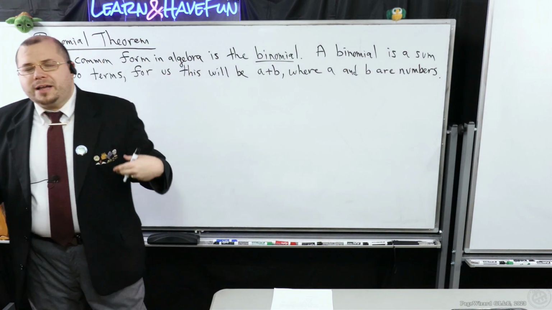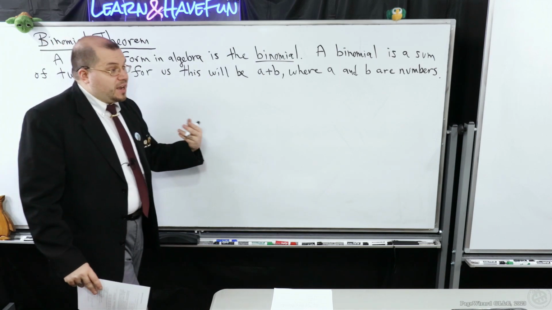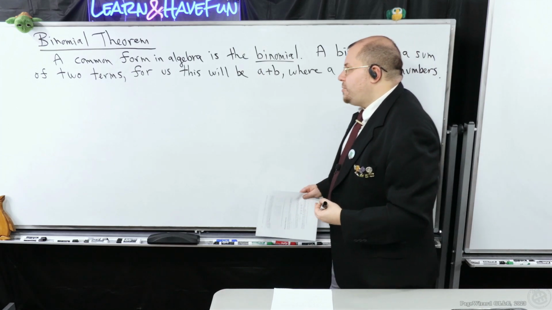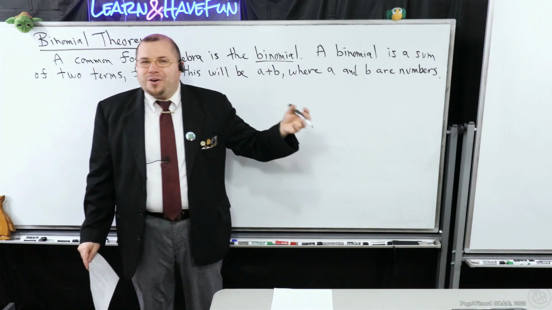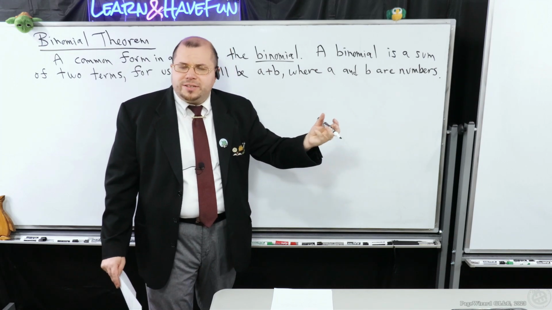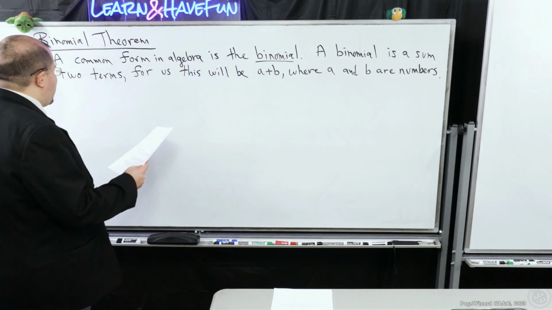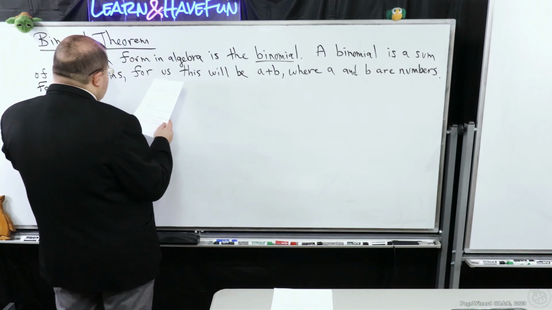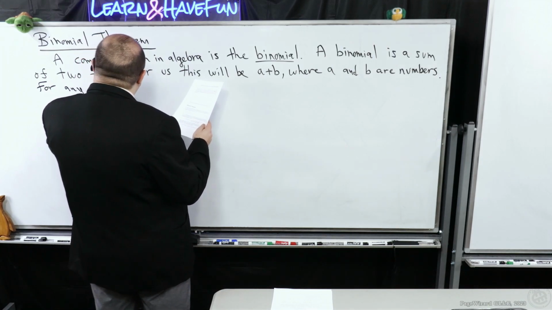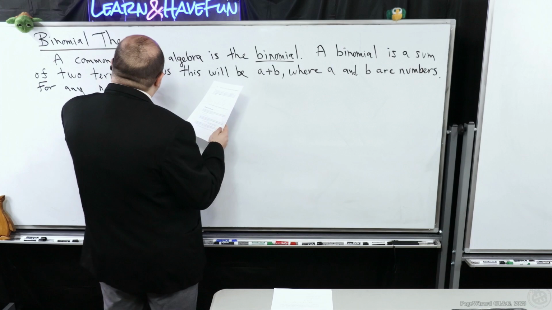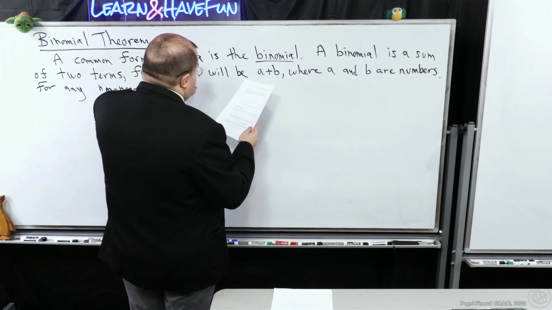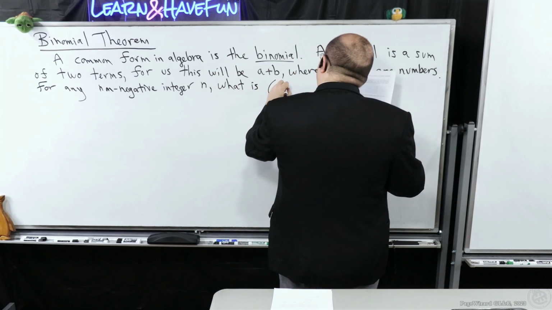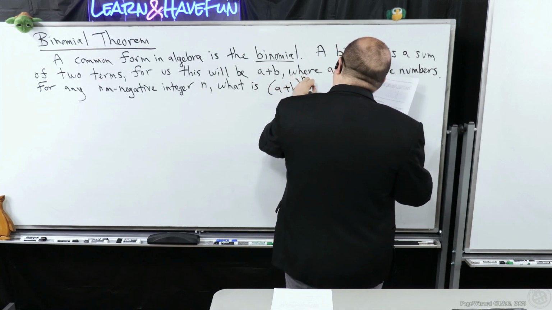So I'm going to start off by exploring a question about powers of binomials, meaning how many times you multiply a binomial. I want to explore this question and see if we can pull out from it some combinatorial structure that's happening underneath the hood. So that's going to be our main goal. For any non-negative integer n, what is a plus b to the power of n?